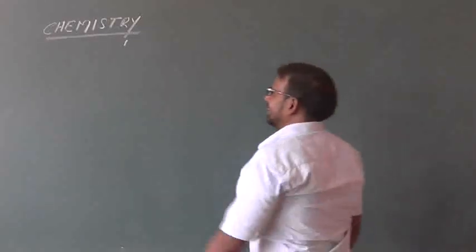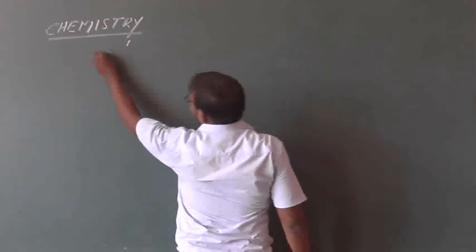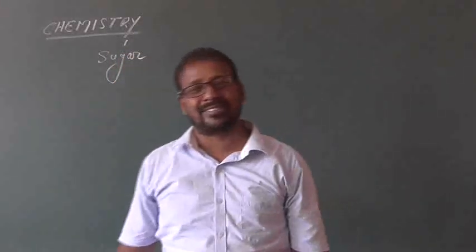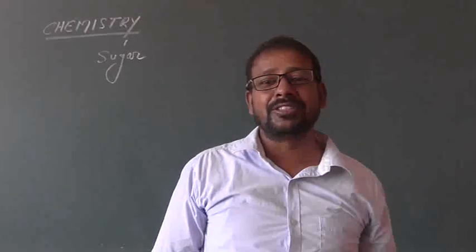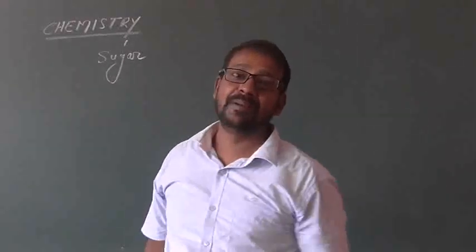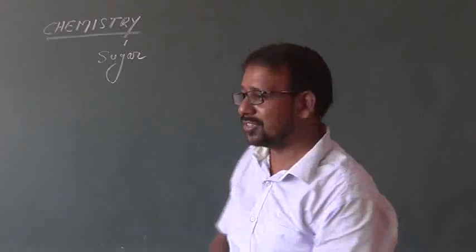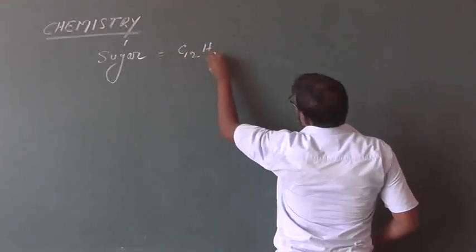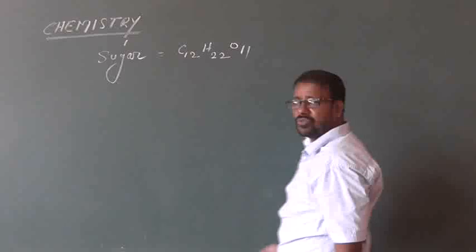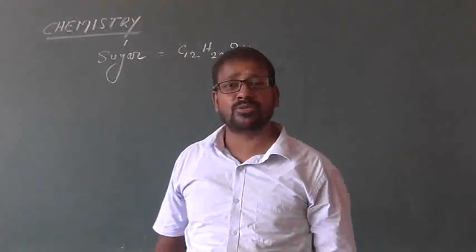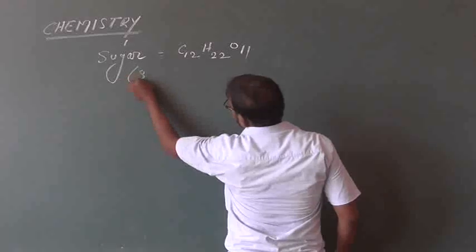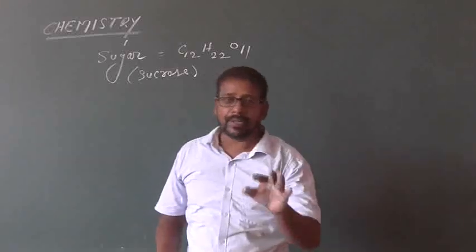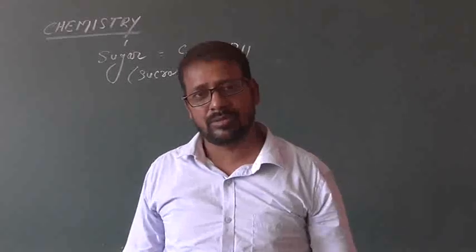First compound is very common sugar, and all of you like very much to have sweets. Why it is sweet in nature, why it has a sweet taste, because of sugar. And what is the formula of sugar? C12H22O11, and you know what is the chemical name of that sugar? Sucrose. Actually, maltose is also there, lactose is also there, but you have to know about sucrose.